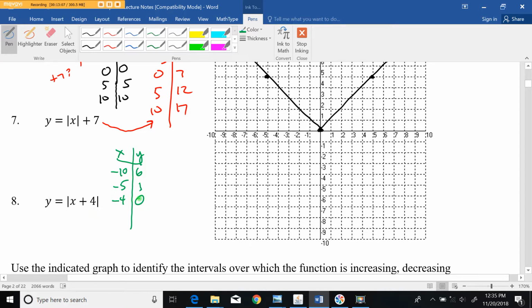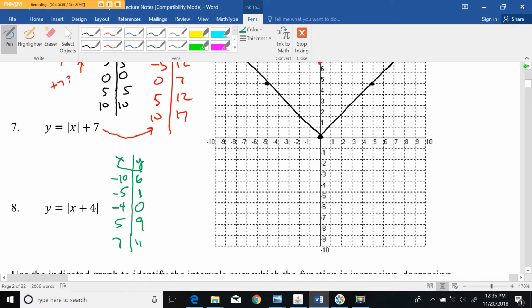That's an interesting point. Let's see, 5 plus 4 is 9. Absolute value is 9. Let's see, 10, we're going to get 14. That's going to be off the graph. Let's do 7, I guess. 7 plus 4 is 11. Absolute valued is 11. All right, let's go ahead and start putting these points on here.